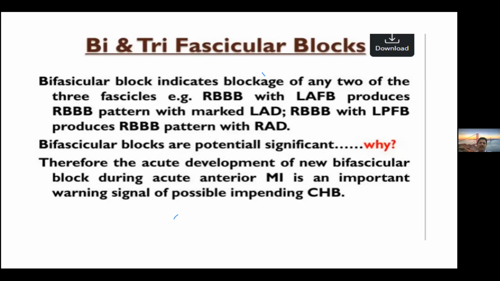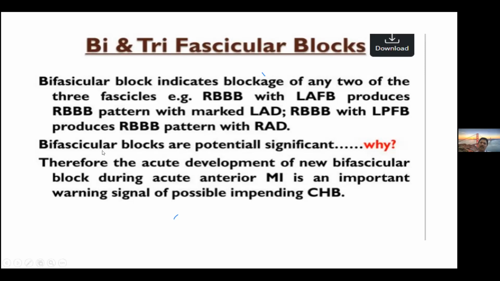Now you understand? Bifascicular, one fascicle is always the right bundle. The other fascicle affected, if it is the anterior fascicle, then you call it RBBB with LAFB, and this causes left axis deviation. With left posterior fascicular block, where right bundle branch block is already there, you need to call it extreme right axis, but it is rare.